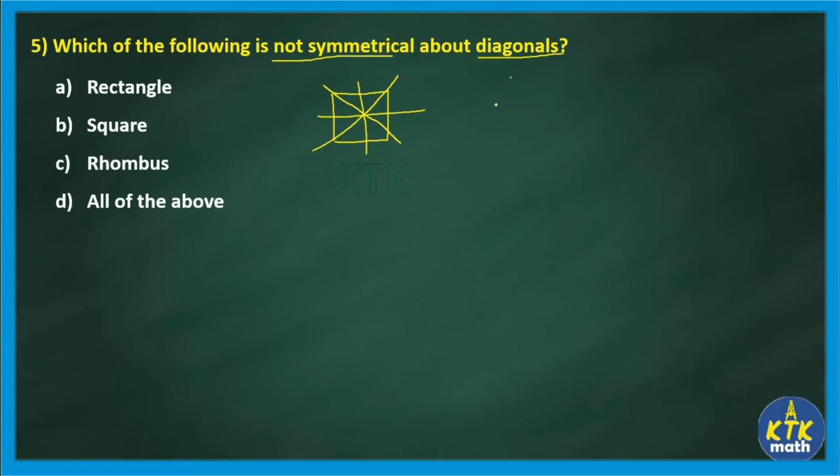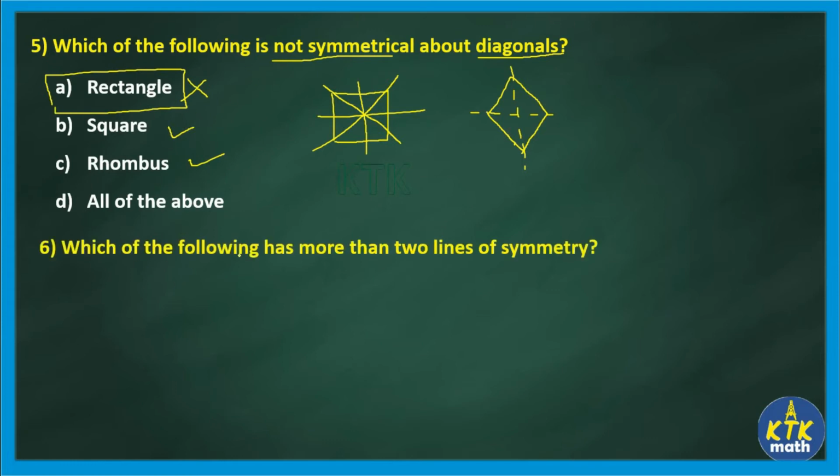And a rhombus will also have 2 lines of symmetry. One is horizontal and another is vertical, which are exactly nothing but the diagonals. So square and rhombus will have diagonals as their lines of symmetry, but a rectangle doesn't have a diagonal as its line of symmetry. So the fifth question answer is option A, rectangle. Question number 6.